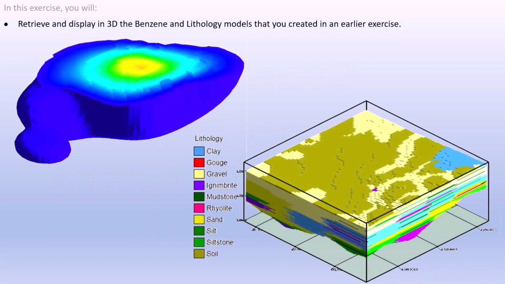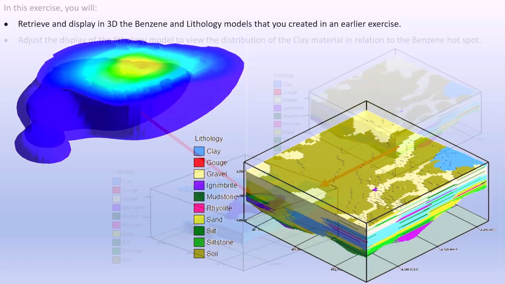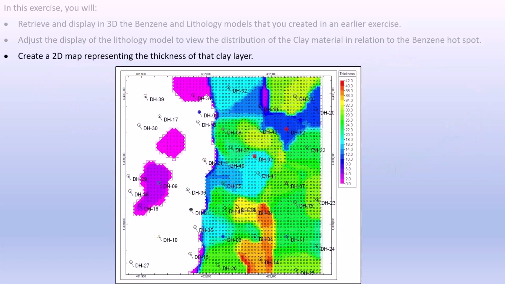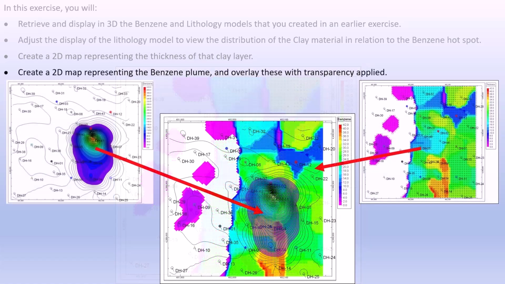In this exercise, you will retrieve and display in 3D the benzene and lithology models that you created in an earlier exercise. Adjust the display of the lithology model to view the distribution of the clay material in relation to the benzene hotspot. Create a 2D map representing the thickness of that clay layer. Create a 2D map representing the benzene plume and overlay these with transparency applied.